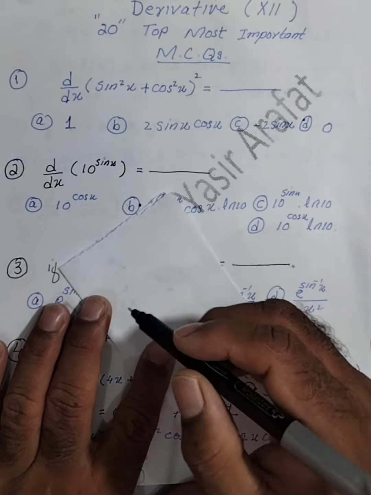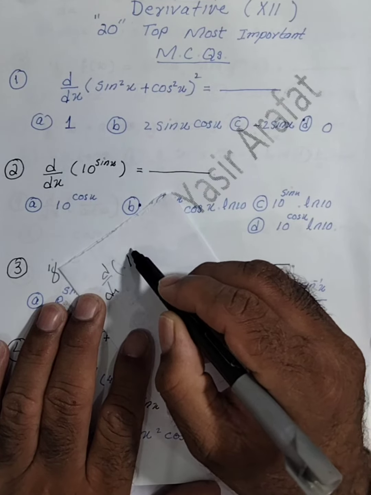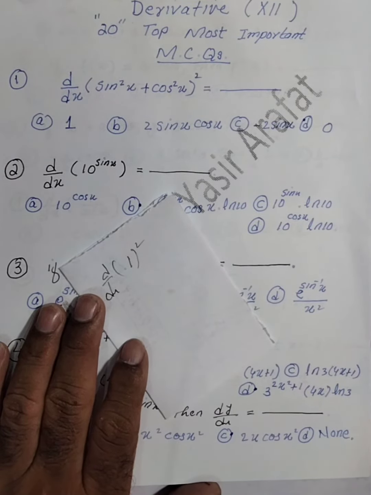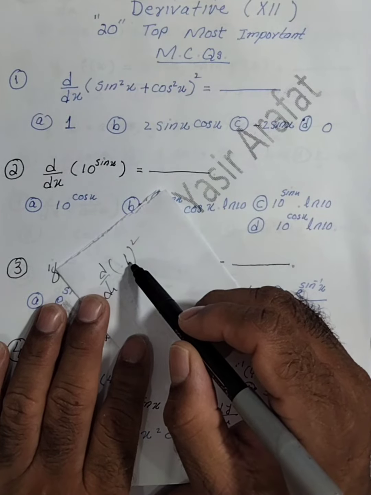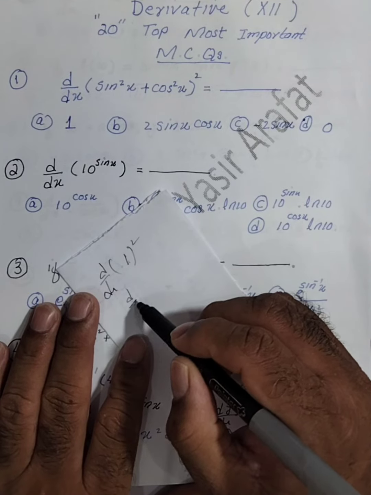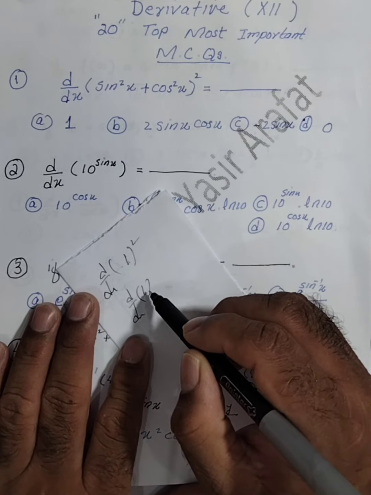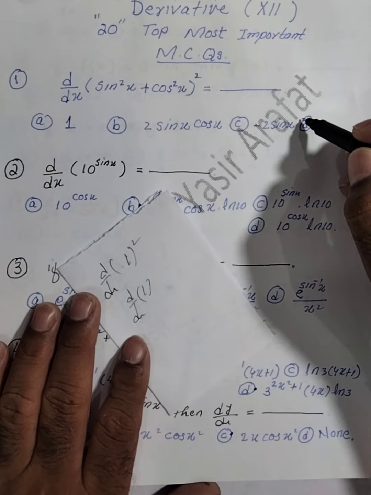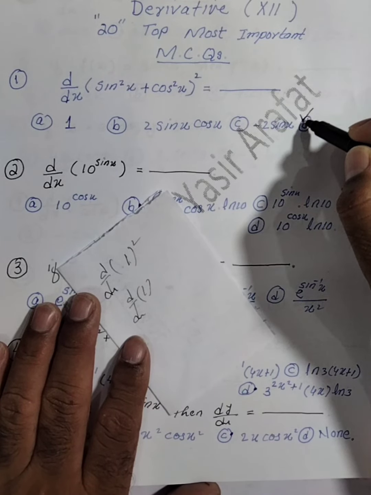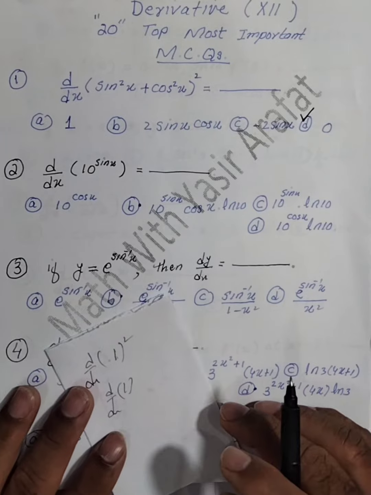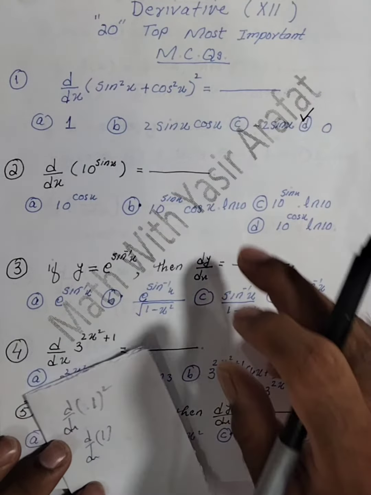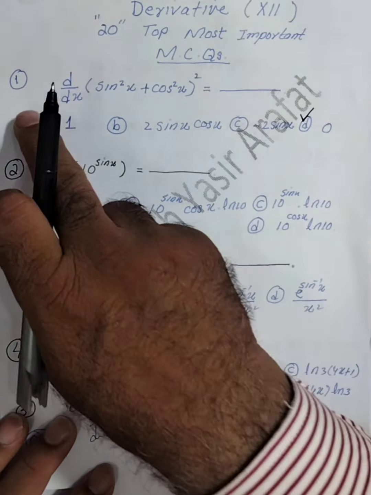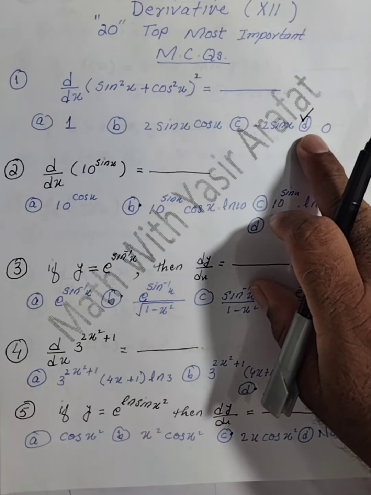So here, sin square x plus cos square x, if it is possible, first we have to simplify the question before finding its derivative. So sin square x plus cos square x is equal to 1. Square of 1 is 1 and the derivative of 1 is 0. That means the D part of MCQ 1 is correct. So here, in the first MCQ, the D part is correct.